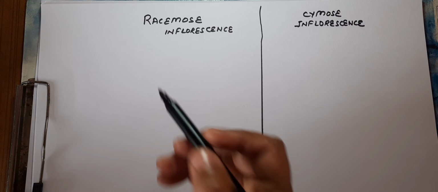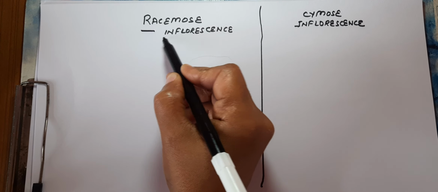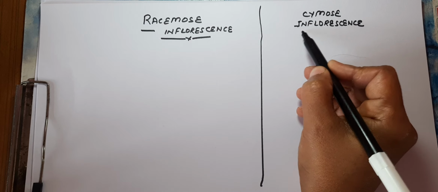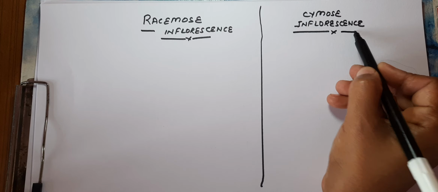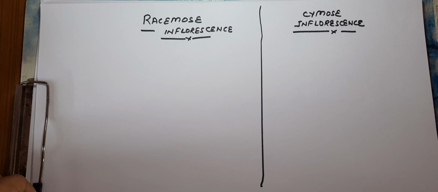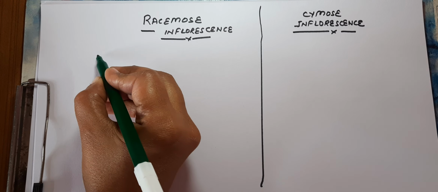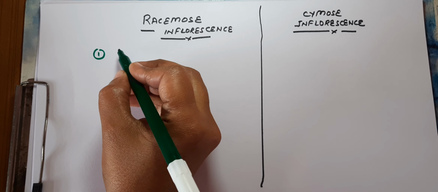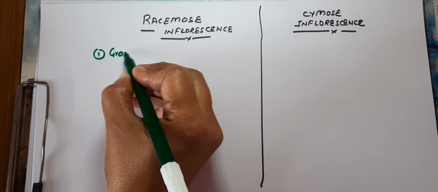Hello everyone, welcome back to the new video. Today we are going to discuss the differences between the Racemose and the Cymose inflorescence. We are going to learn these differences in 6 main points. First of all, the first point is in terms of growth of main axis.